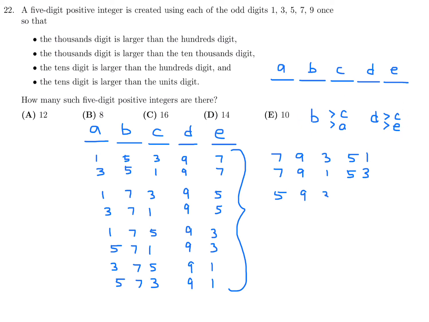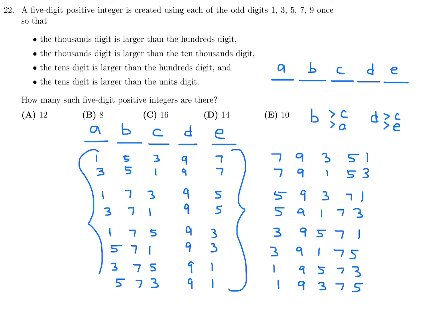So let's just do it. 59371, 59173, 39571, 39175, and the last two, 19573 and 19375. All right, so we got 8 here and we got another 8 here, so the total is 16. So number 22, the answer is C.